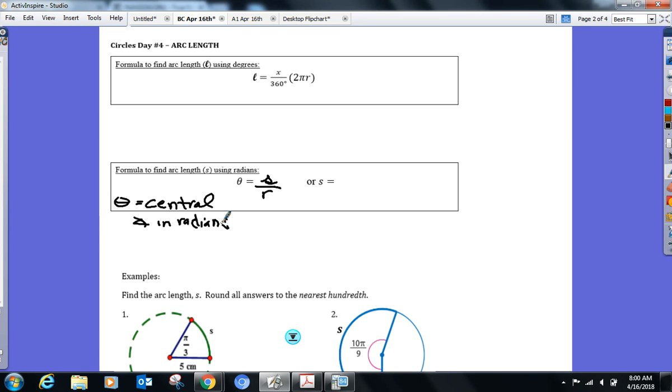Anybody want to take a wild guess what R is? We're dealing with circles. Radius length. And finally, the S value. That is your arc length.